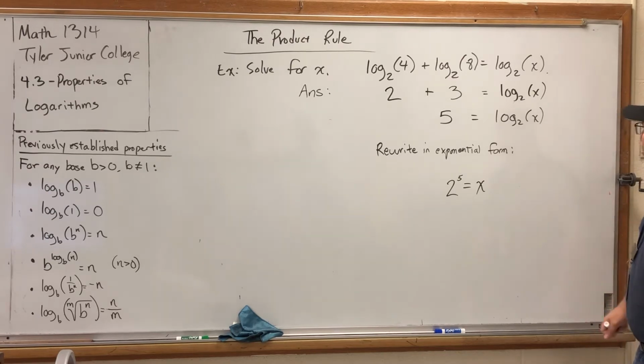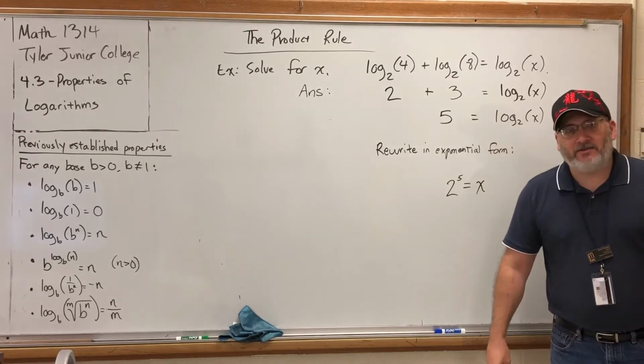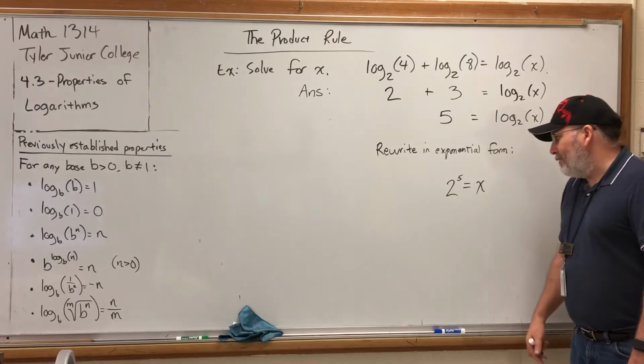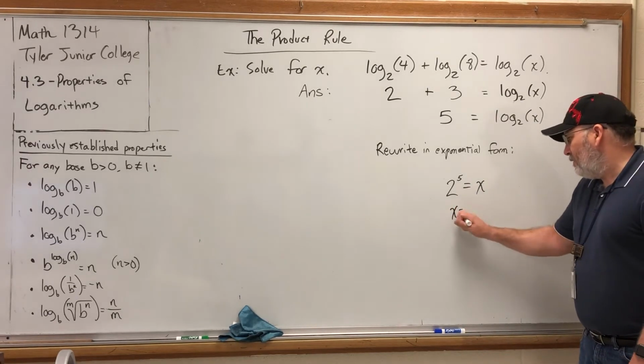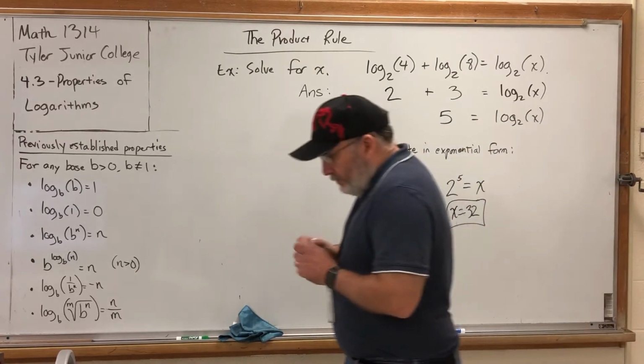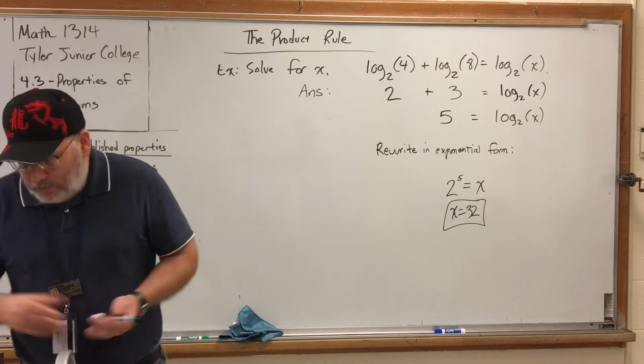Whoa. In one move, we've isolated the x. Well, in one more move. We should at least calculate 2 to the 5th power, but that's just 32. So, what does this tell us?